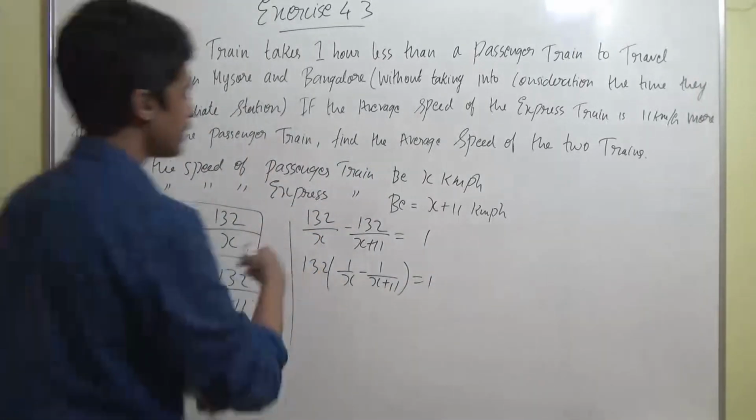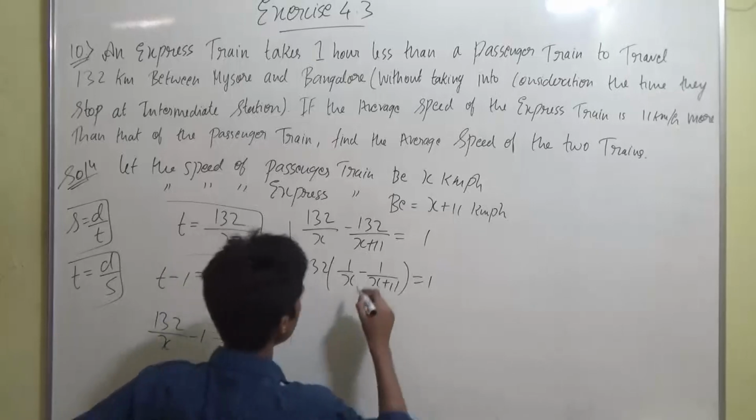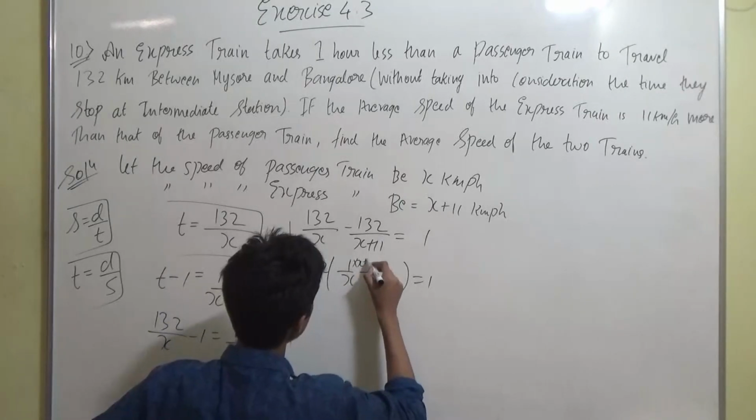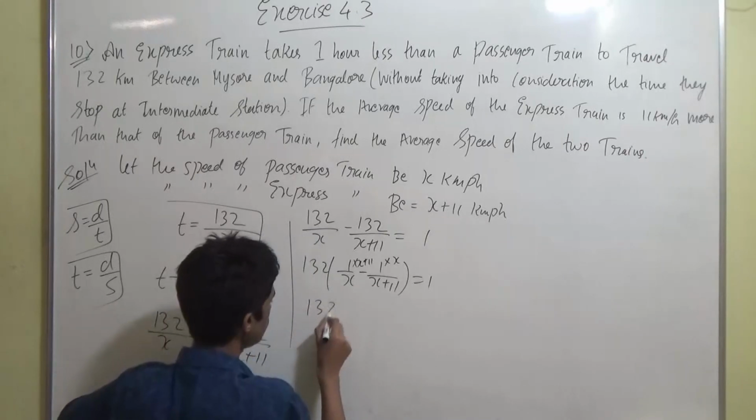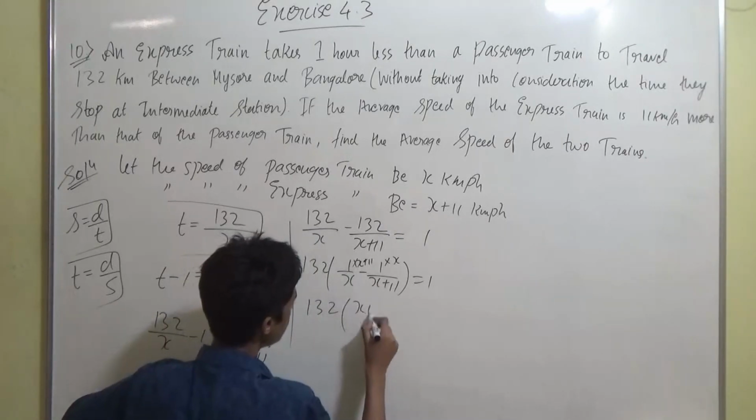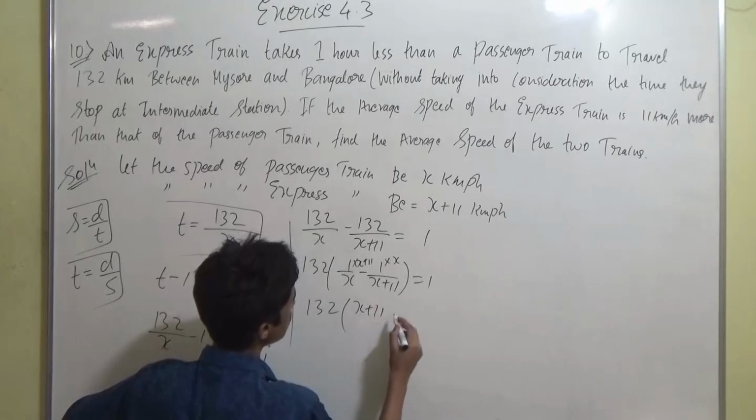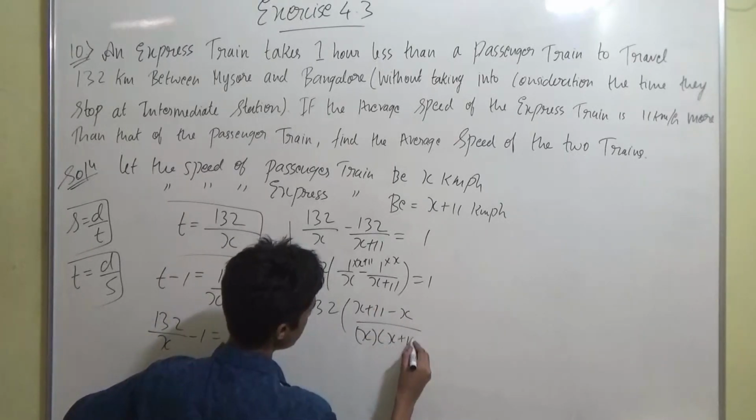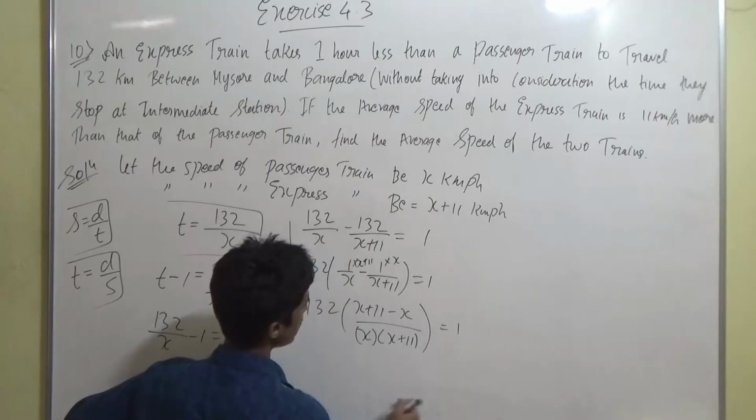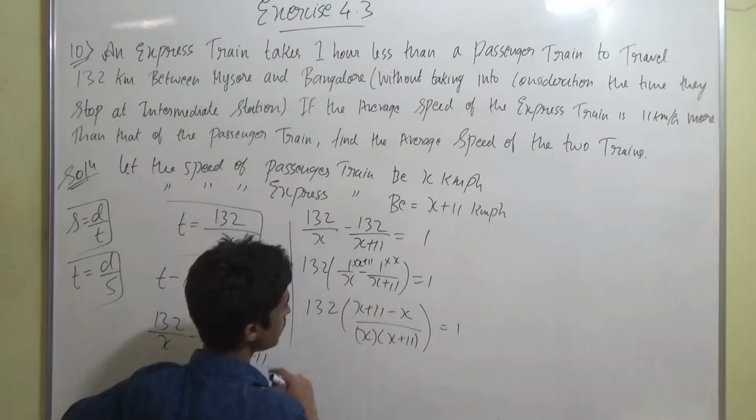Now here I'll take the LCM. If I take the LCM, it will become x into x plus 11, right? So this will become 132 into x plus 11 minus x by x into x plus 11 equals 1. Correct? Here plus x and minus x will get cancelled, and 11 will be left out.